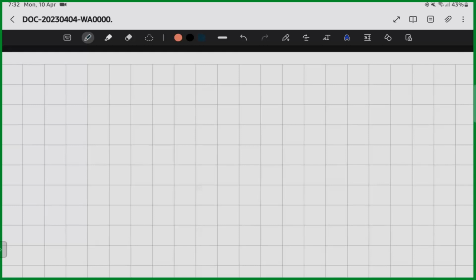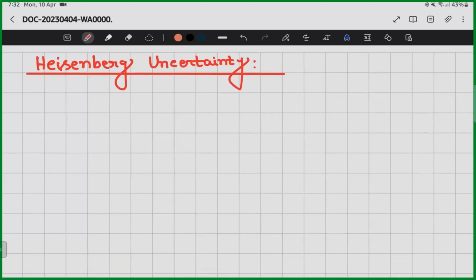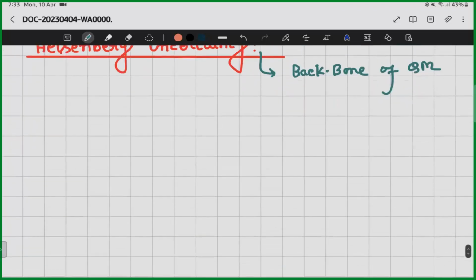Okay, so now we will discuss the Heisenberg uncertainty principle, which is actually the backbone of quantum mechanics, right? Very important. We are not getting into quantum mechanics in detail, but what is the Heisenberg uncertainty principle? First, we have to understand what a classical particle is and what a quantum particle is.